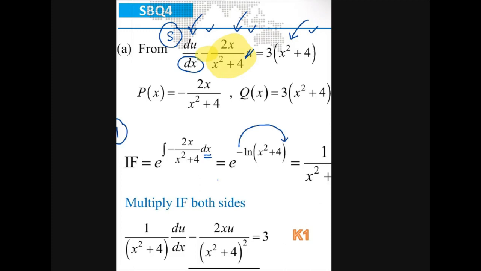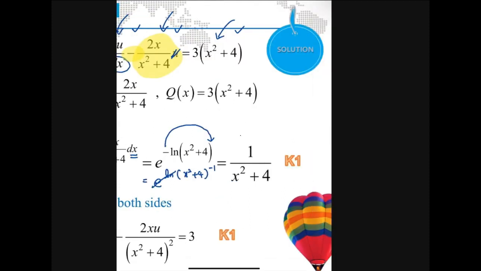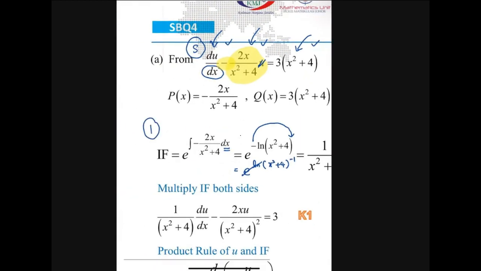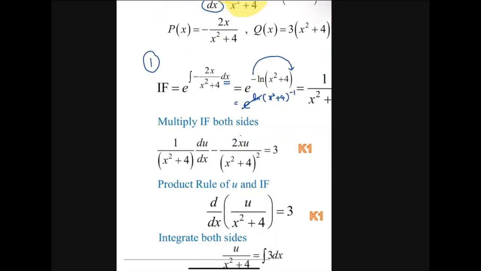So I bring this up as exponent to the power of ln of x squared plus 4 to the power of negative 1. That's how we get 1 over x squared plus 4 as our integrating factor. Make sure you do this step correctly as this will affect the rest of the steps. Okay, so make sure you get the correct integrating factor as your second step.